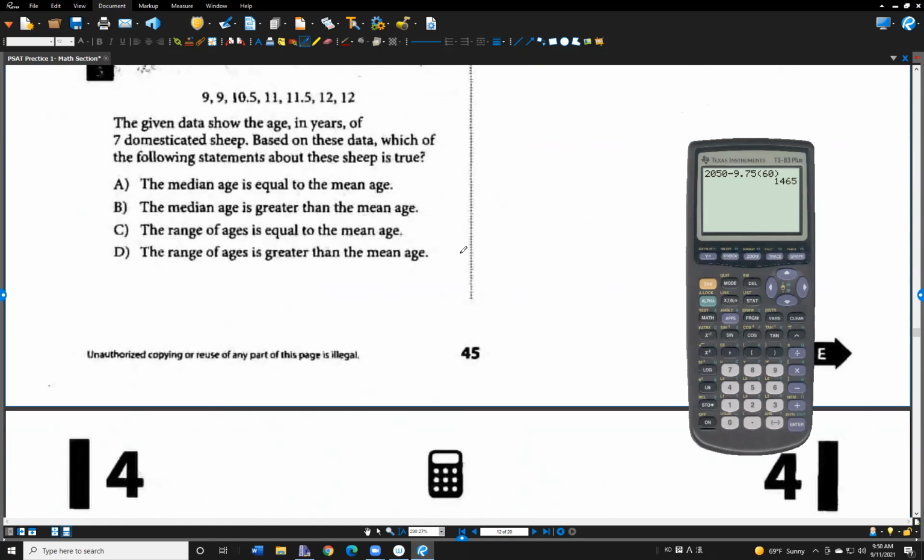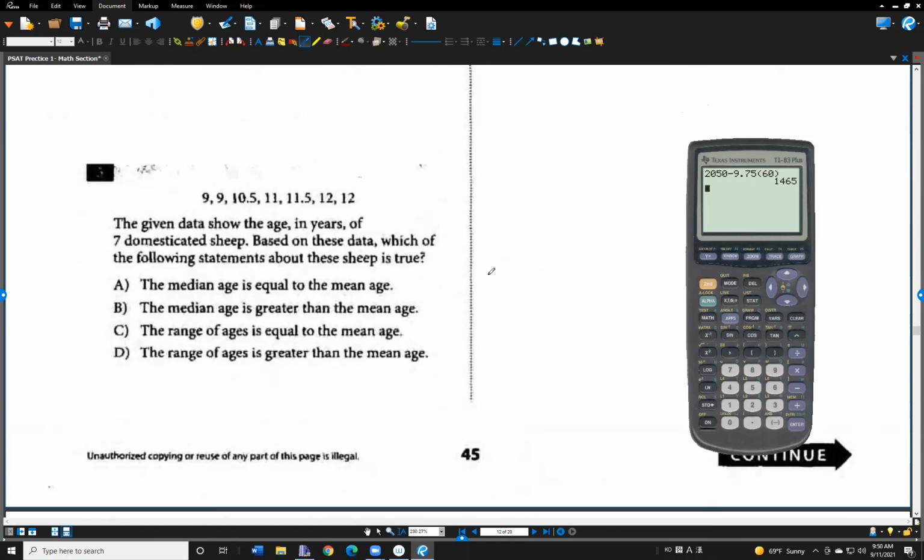All right, try number 5 now. So we have 9, 9, 10.5, 11, 11.5, 12, 12. We have a 7 domesticated ship, okay? We have 7 domesticated ships over here. Based on this data, which of the following statements about these ships is true? Where is the median? Where is the range? Something like that, right? Let's check out the first one.